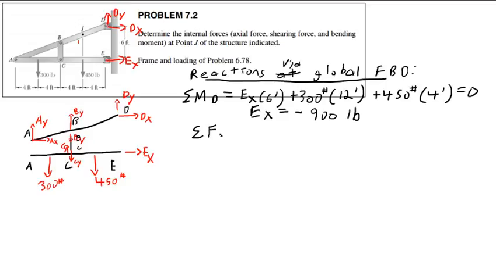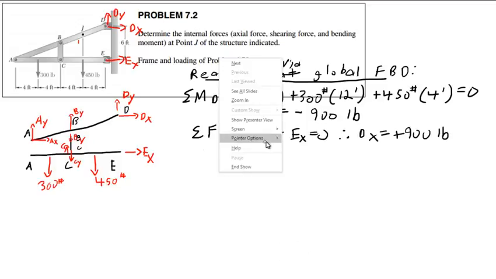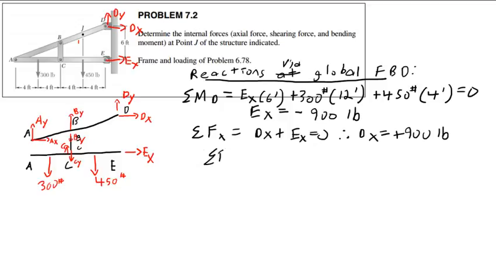Sum of forces in the x direction, it's going to be dx plus ex equals 0. Therefore, we can see that dx is positive 900 pounds. And via sum of forces in the y direction on the global free body diagram, I will get that dy must equal 750 pounds upward. 750 pounds upward.